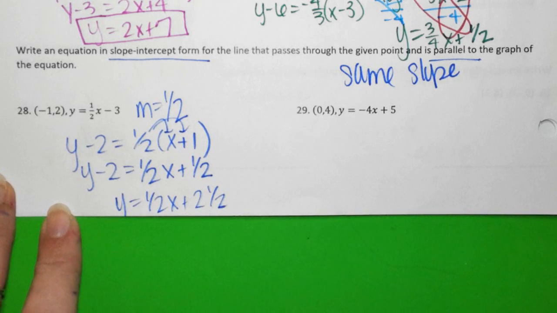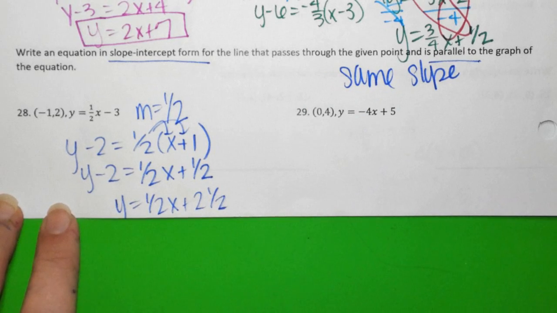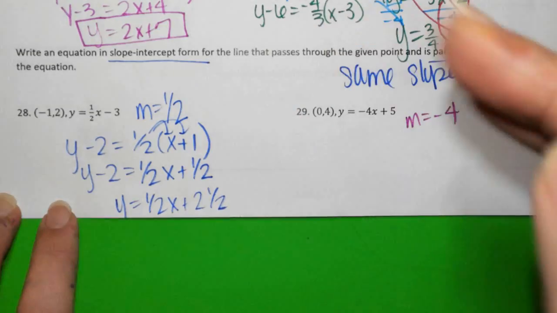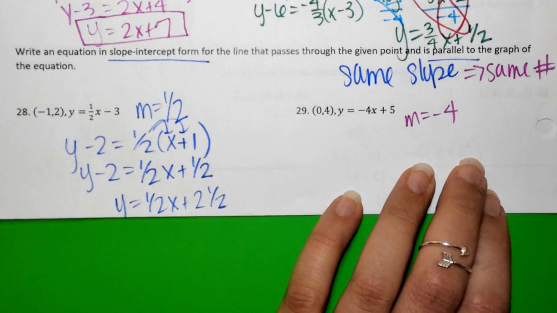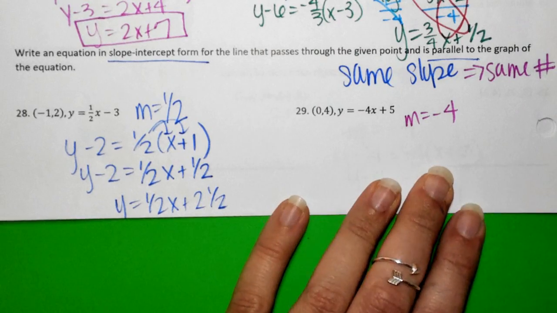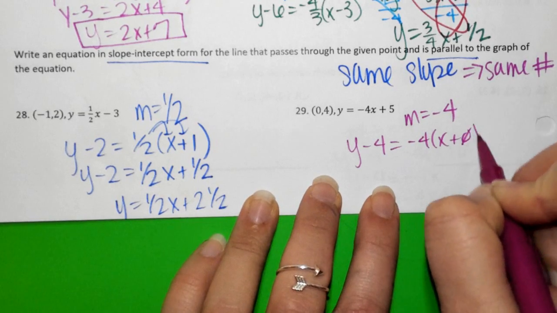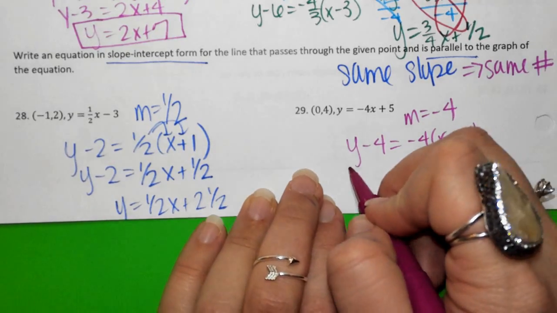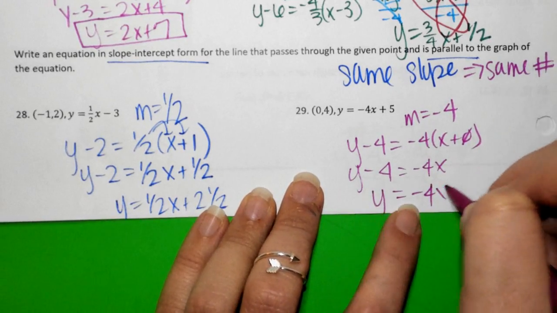Now, parallel lines have the same what? Slope. Okay. What is the slope of 29? Negative 4. So what would the parallel slope be? Negative 4. They have to have the same slope, so use the same number on parallel. Same slope means same number. So then plug it into point slope. Y minus 4 equals negative 4 times x plus 0. What happens to that 0? It just dies, right? So we're left with y minus 4 equals negative 4x. Add 4 to both sides. Y equals negative 4x.